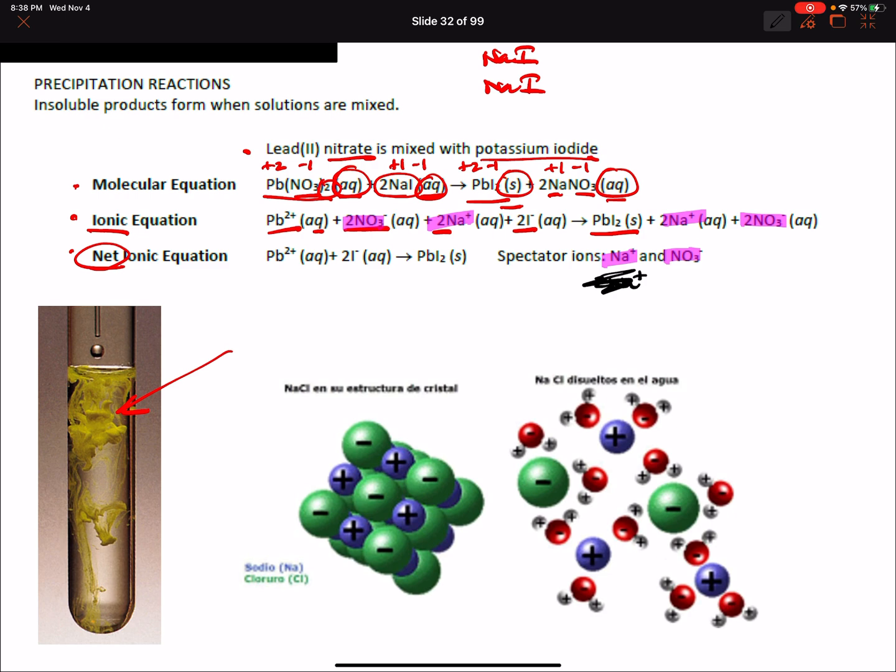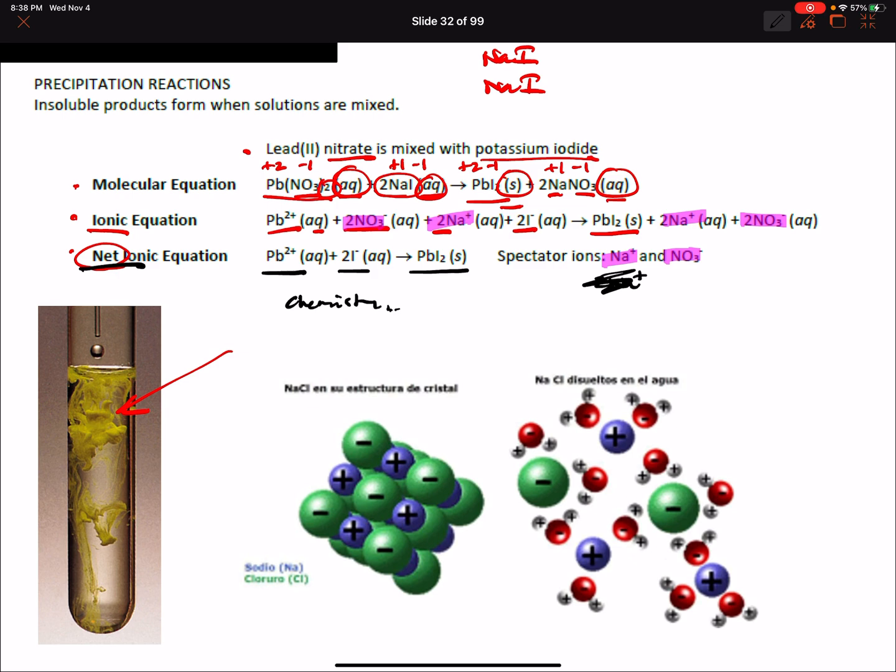What's left over once you take away the spectator ions is the net ionic equation. It just shows the chemistry, what's actually going on here. It takes away things that just make it more complicated. The spectators make it look messier than it really is. So this is saying that lead(II) plus two iodides react to form lead iodide. That's the net ionic equation.